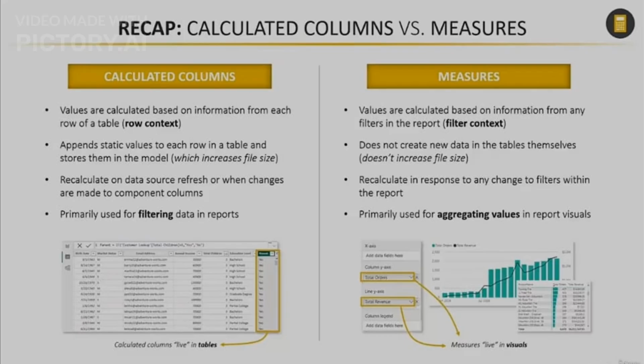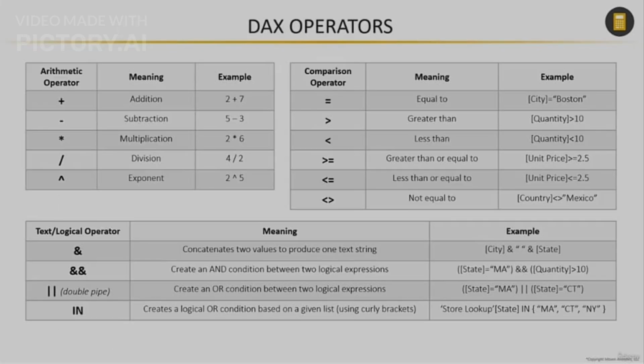Let's recap the difference between calculated columns and measures. Calculated columns are values added to each row of a table and stored in the model, primarily used for filtering data. Measures, on the other hand, are calculated based on filters in the report and are used for aggregating values in report visuals. DAX operators are essential for creating expressions.